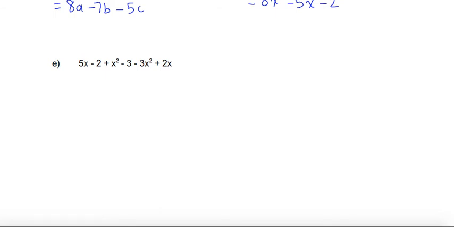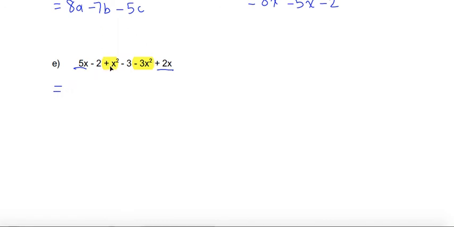Let's go ahead and we're going to start by finding our x squared. So I'm not starting with my first term. So I'm looking for my largest variable first. So I have positive x squared minus 3x squared. Those are my like terms. The next one is my x's. That's the next largest. 5x and then plus 2x. And lastly, my constants, negative 2 and negative 3. So let's go ahead and put these in order from largest to smallest.